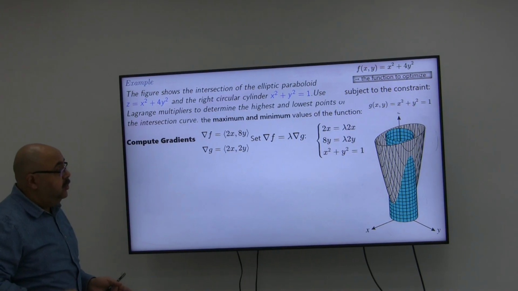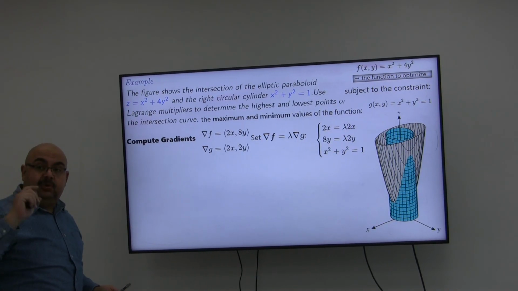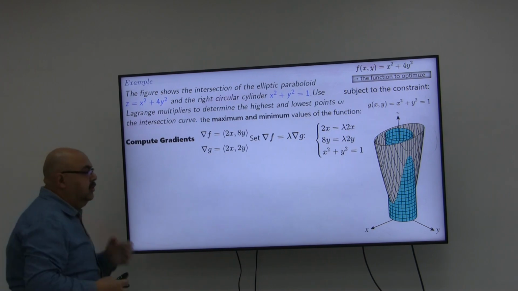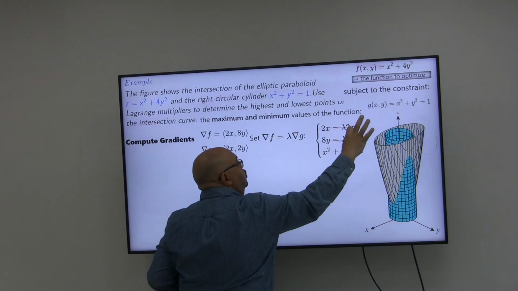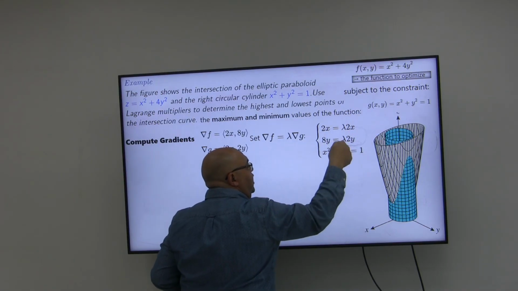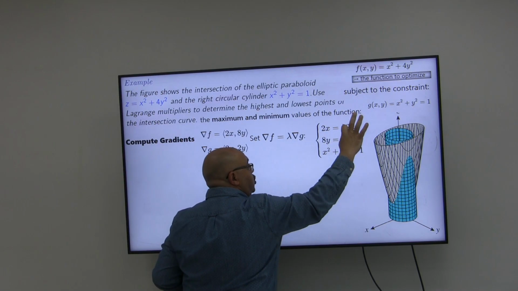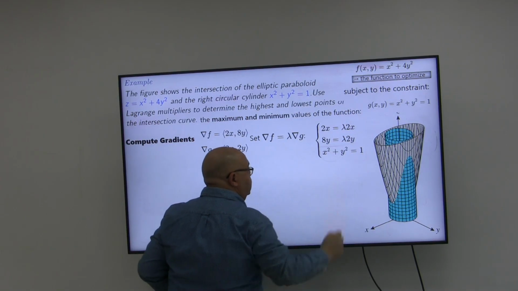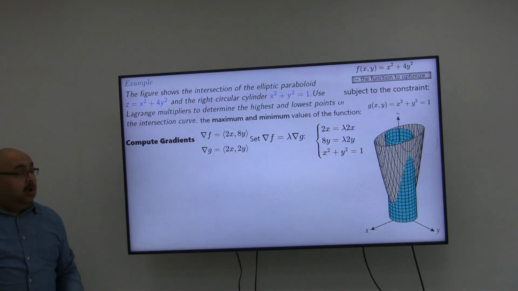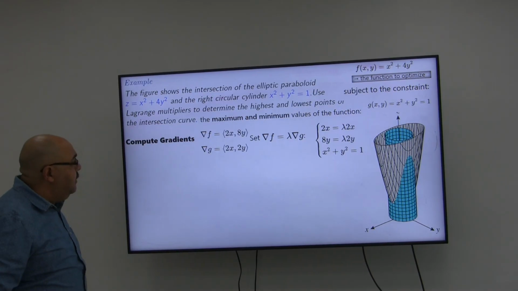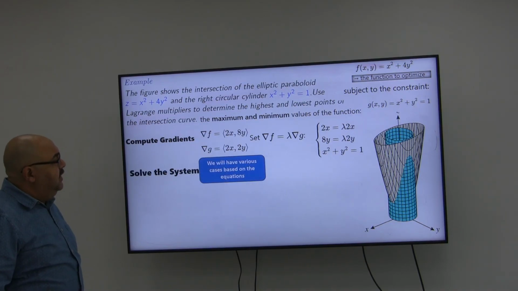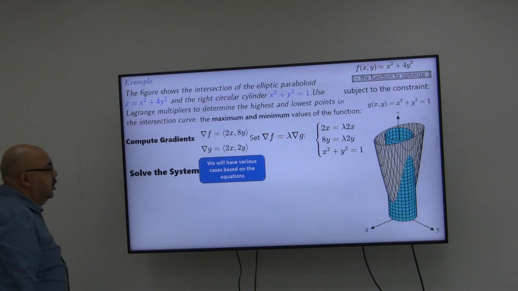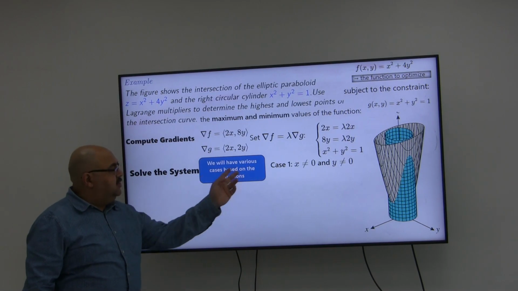But don't forget, with these equations, I will have to satisfy the constraint. So I'm looking for a probable solution for these two equations that satisfies this equation. I'm trying to solve those, but satisfying this condition. Okay, let's think about probable solutions. The first is stating that 2x is equal to lambda 2x and 8y is equal to lambda 2y. We will have various cases based on the equations.